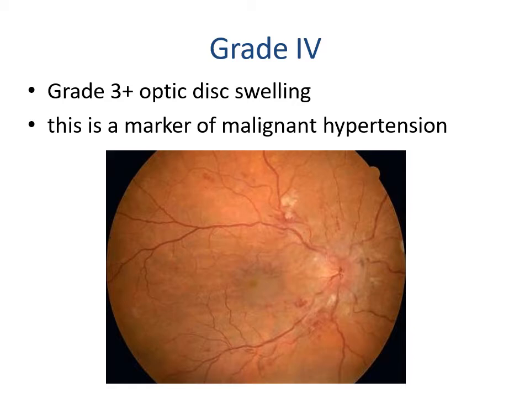Now, grade 4 of Keith Wagner's classification is grade 3 plus optic disc swelling. As you can see in the fundus picture given, the margins of the optic disc cannot be appreciated, and there are a lot of hemorrhages on the disc and surrounding the disc, which are known as splinter hemorrhages. So, this is the picture of classic optic disc swelling. Usually in hypertension, the optic disc swelling will be bilateral and it is known as papilledema. So grade 4 is grade 3 changes plus papilledema, and this is a marker of malignant hypertension.